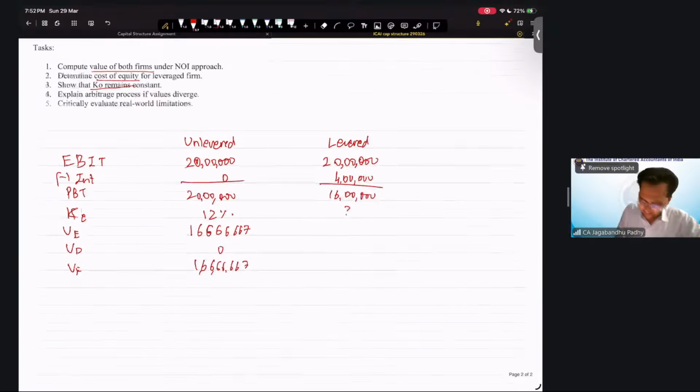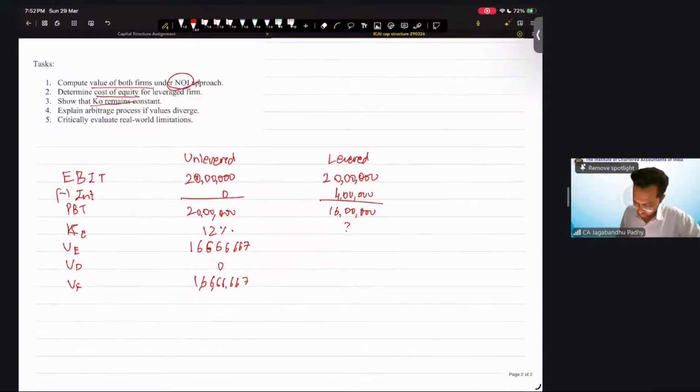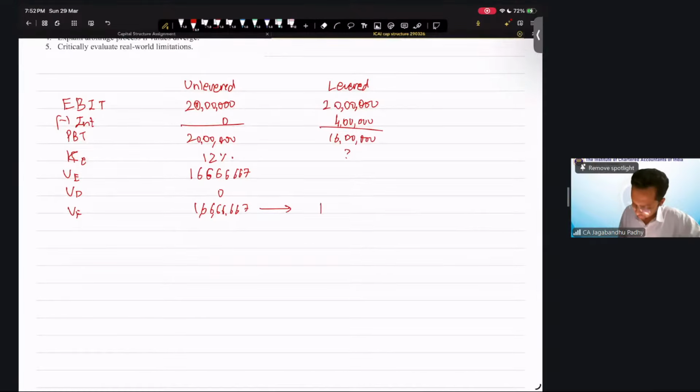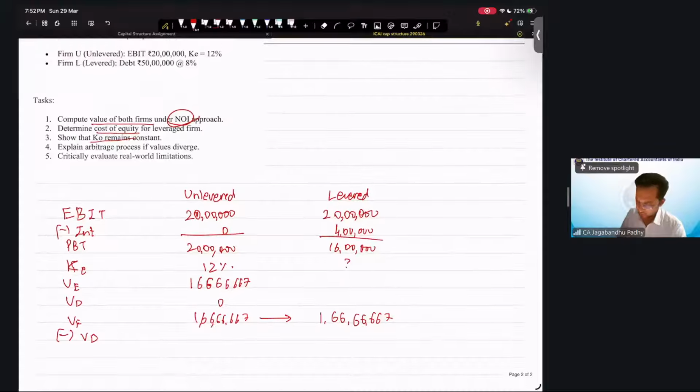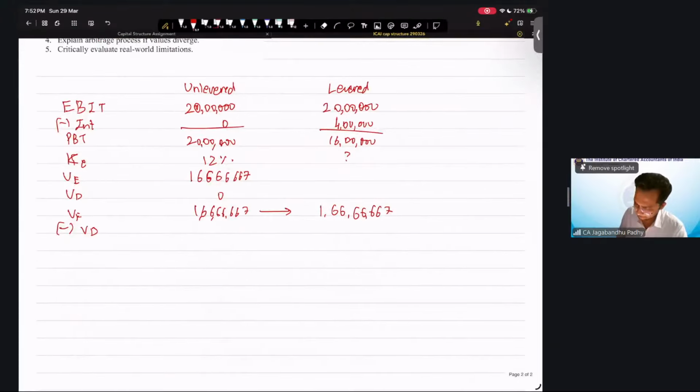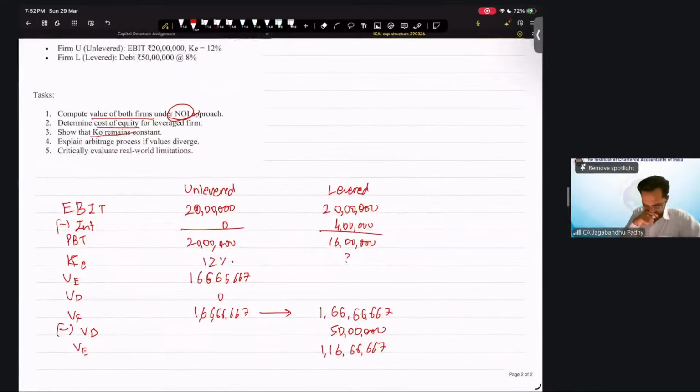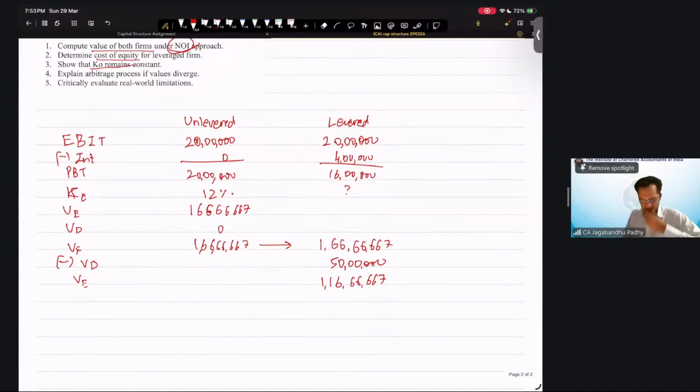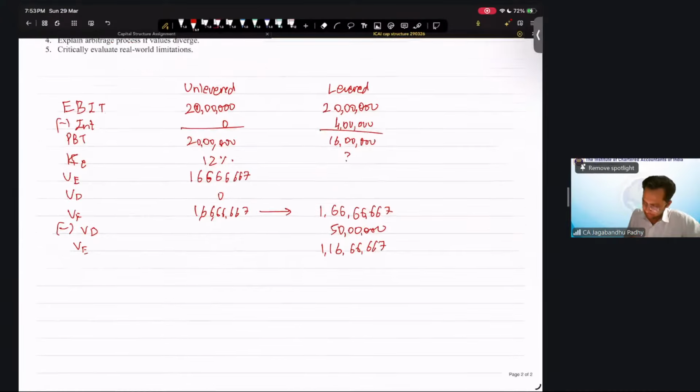And since we are using the net operating income approach, it is going to be the same 1 crore 66 lakh 66,667. Of course, from that we will subtract the value of debt. Value of debt is 50 lakhs. We get the value of equity as 1 crore 16 lakh 66,667. Value of firm minus value of debt gives us the value of equity.